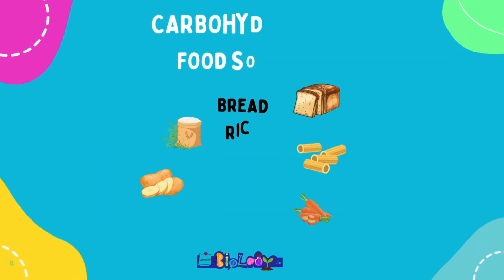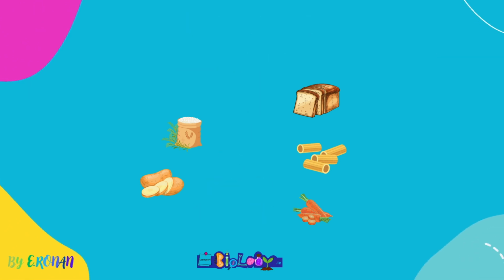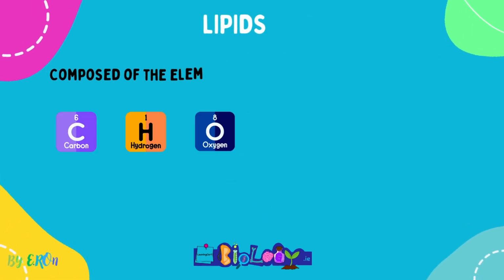Next, we need to know the sources of carbohydrates, or where we find them. So bread, rice, pasta, potatoes, vegetables. Be careful with this. Sometimes students really overthink this. Just where you find carbohydrates in your everyday food. So that's our first biomolecule, and now we're going to move on to the second one, which I said we're going to refer to as lipids.